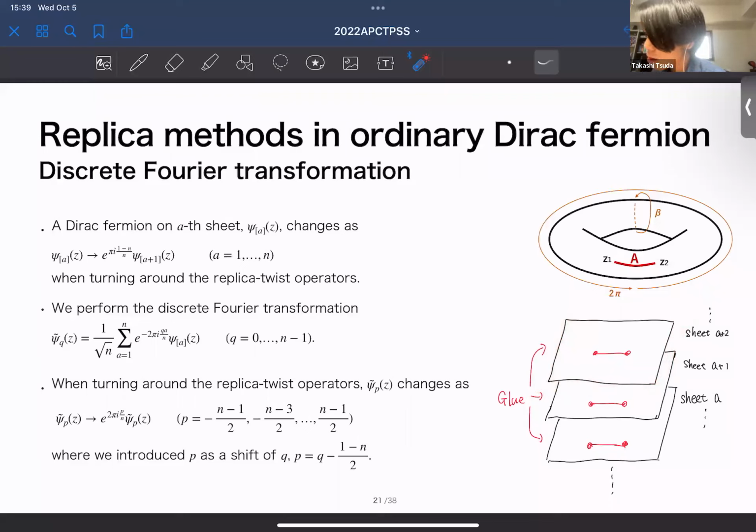And for the Dirac fermion case, when the fields turn around the endpoint like this, psi changes like this: psi goes from one sheet to the next sheet. So we perform the discrete Fourier transformation. We can translate the change of sheets into a phase factor acquired when turning around the replica twist operators.